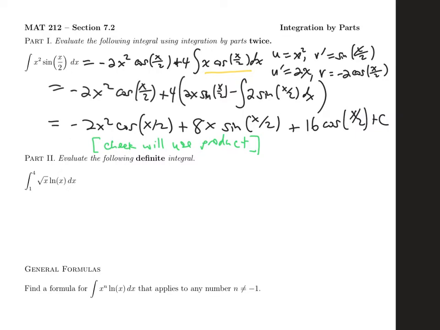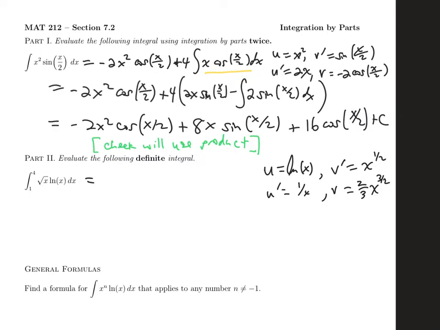This next question, our rule of thumb for choosing u says that we should use u equals the log function, which means that v prime will have to be the square root function, which I know I'm going to write x to the 1/2 because I know I'm going to have to use some power rule with it. In that case, u prime is 1 over x, and v, remember this is an antiderivative. The power is going to go up by 1, so from 1/2 to 3/2, and then I'm going to inherit the reciprocal of that new power outside. So that's the antiderivative of x to the 1/2.